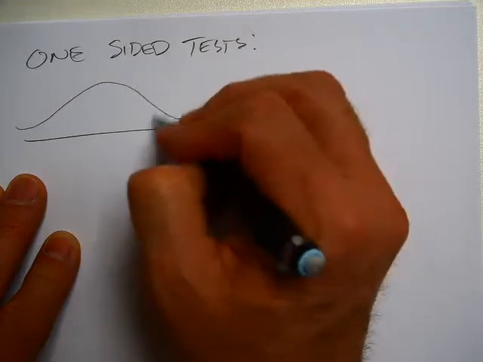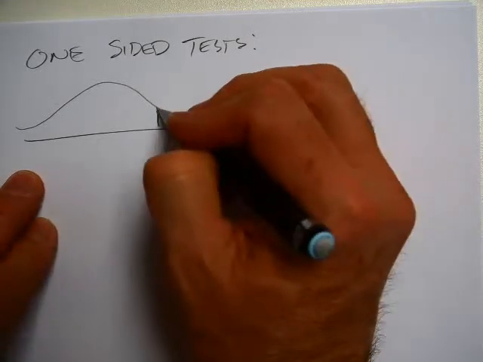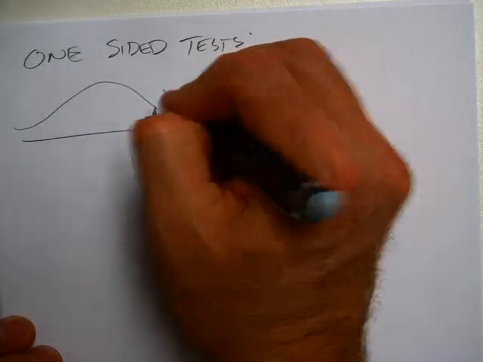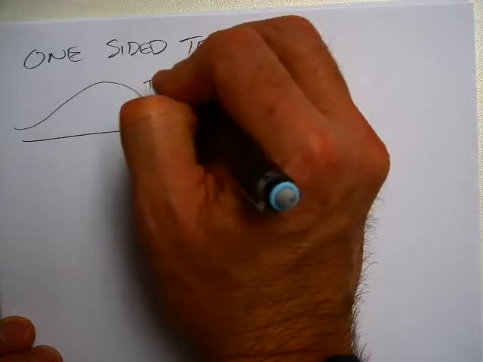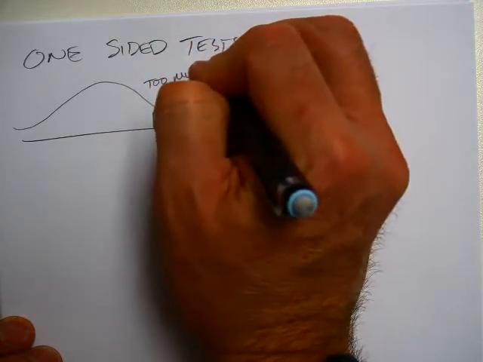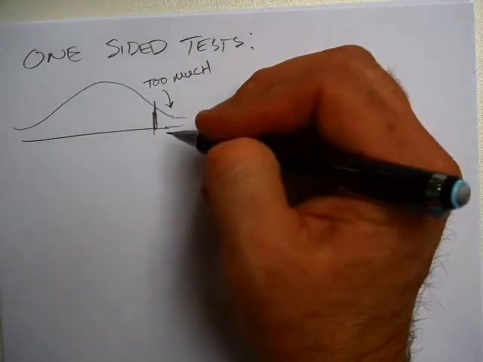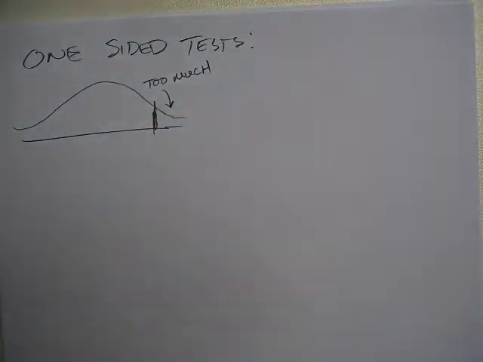On a one-sided test, we're only concerned about one tail. Either on the high side, too much. In the soda example, the company would be concerned if they're overfilling the bottles. All right, they're losing money. That would be the too much example.